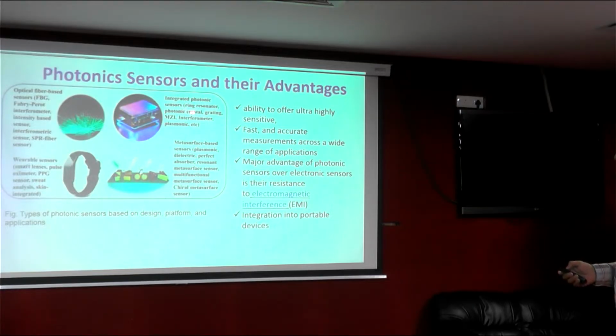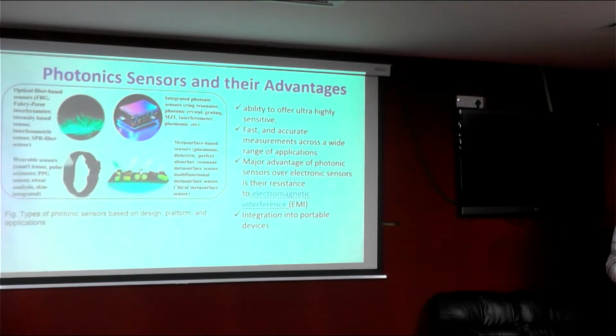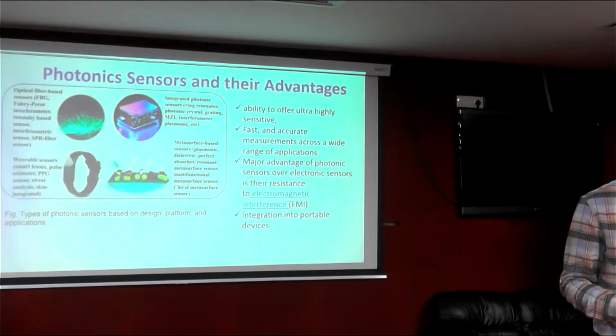Apart from that, we have some integrated photonic sensors like ring resonator, photonic crystal, grating, MZI, Mach-Zehnder interferometer, and we have interferometer and plasmonics. These are all different kinds of photonic sensor techniques. And the other kind is metasurface based photonic sensor, that is based on dielectric constant, and another case is chiral metasurface sensor. These are all based on dielectric constant, or refractive index based photonic sensors.